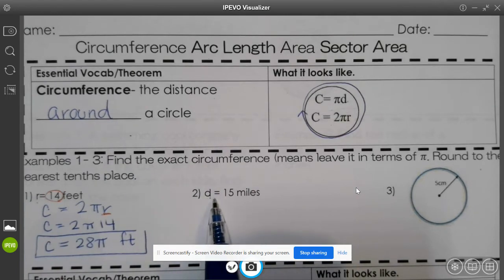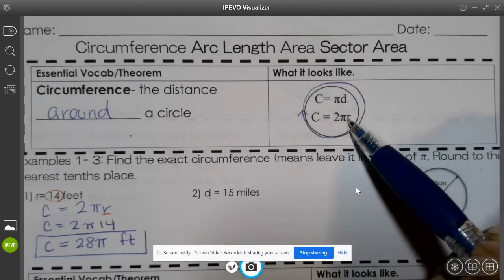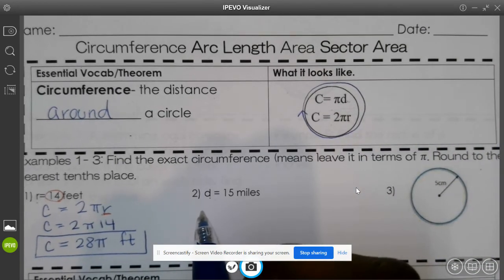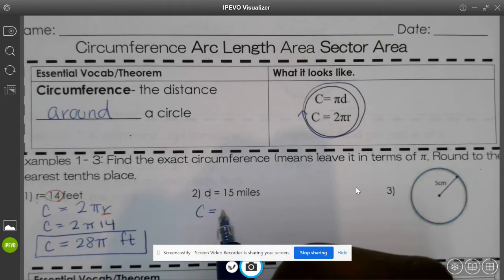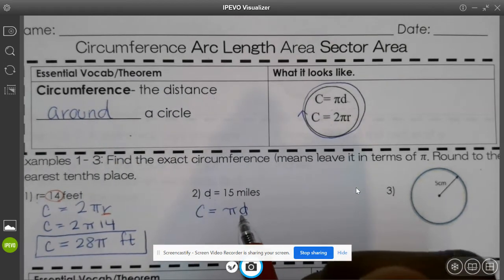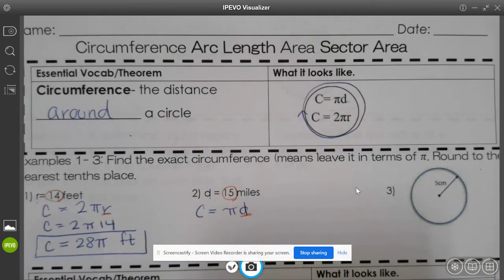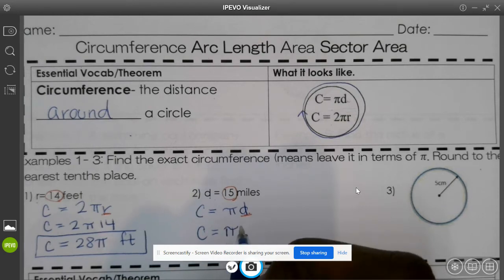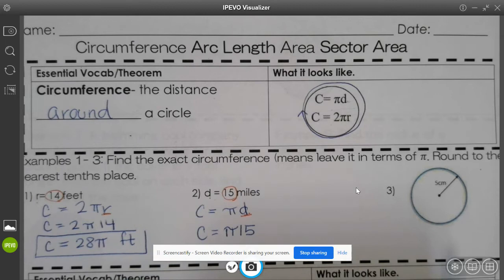Example 2 says the diameter is 15 miles. So I should use this formula since I'm given the diameter. Okay, and I'm going to substitute 15 in for D. Okay, and then we write our final answer. We usually write the number in front of pi.